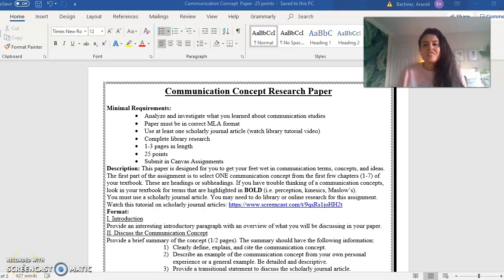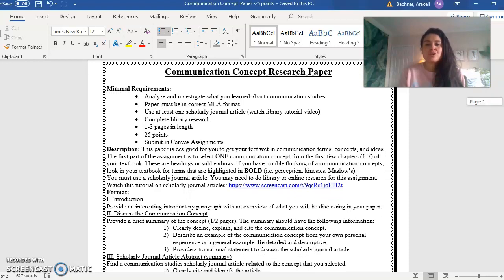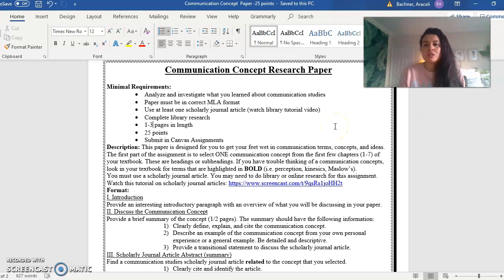Hello class, this is Professor Bachner, and what I'm going to do is give a quick tutorial, some oral instructions on the communication concept paper. Now, the paper requirements and guidelines are already up on Canvas, and I think they're pretty self-explanatory. But for those of you who are more audio learners or want my oral instructions, well, here you go. I'll try to be short and sweet and to the point, but really elaborate and focus on some of the things I emphasize in the communication concept paper.